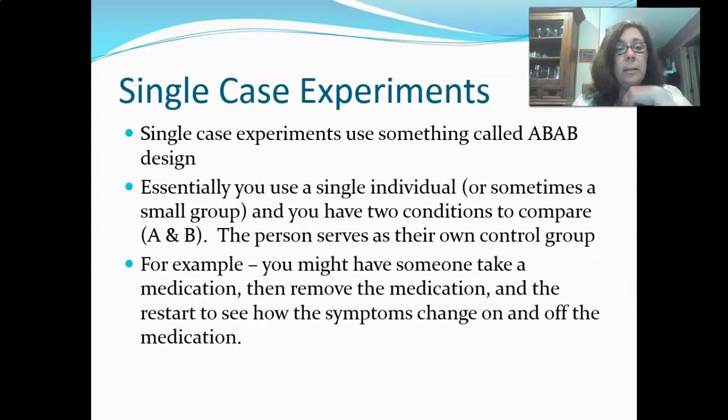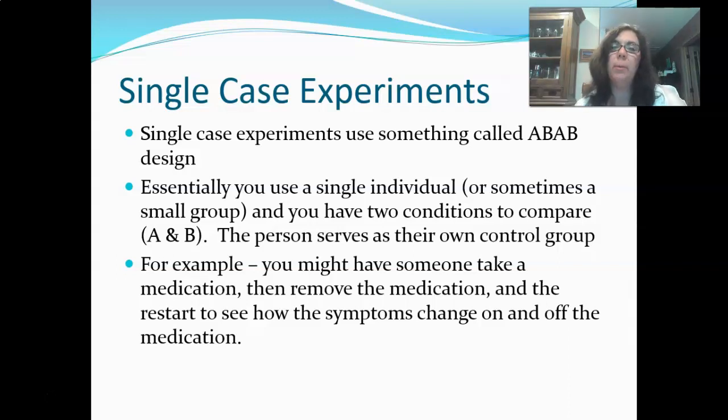Single case experiments are called single case because essentially they use the same person or perhaps the same group of people to be their own control group. And these are sometimes called AB-AB designs, where the A is a baseline and the B is a treatment design. So the A is the control condition and the B is the treatment condition.